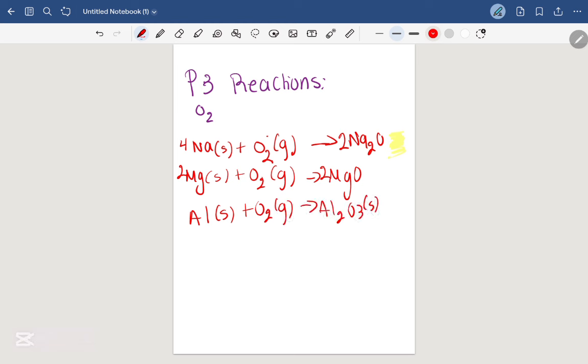Now, for the rest, it's preferable to memorize them. So for silicon, it's a solid, in addition to O2, which is a gas, will give me what? Will give me SiO2, which is a gas. And what's the color of silicon flame? No, it does not have a flame.